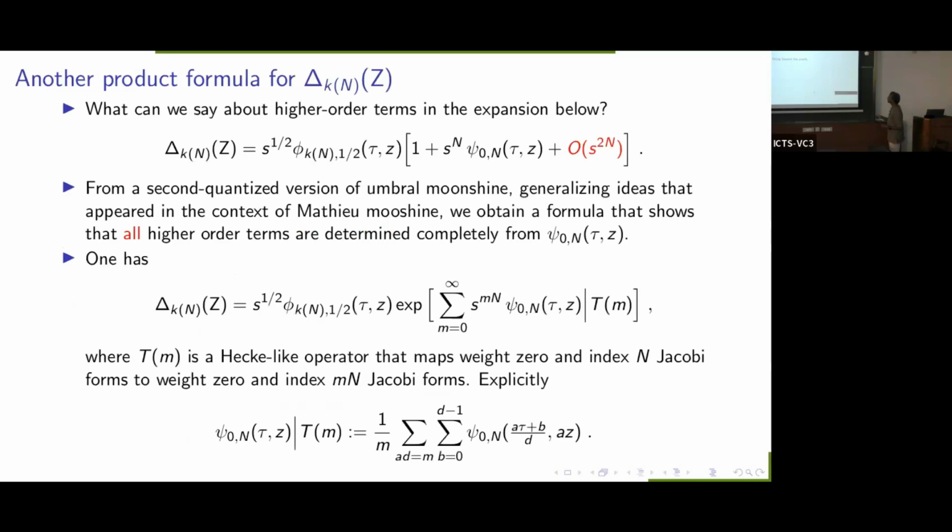So yeah, I'll just finish here. Your next step would be to go and look at where we stopped, at S power n. What is the next set of terms? And the nice thing is that moonshine gives you some beautiful formulae involving Hecke operators.